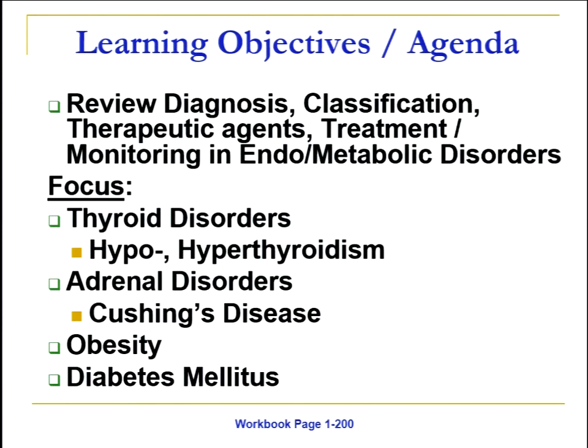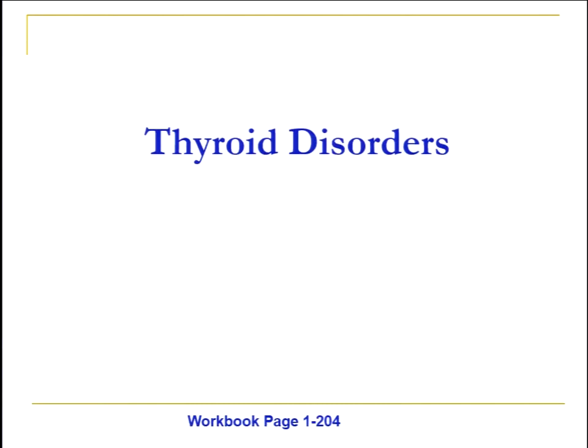Things we won't cover that are actually covered in your workbook include pituitary disorder, hypoadrenal disorders, PCOS, and diabetes insipidus. But again, there's a lot of useful information in your workbook on those different topics. So with that, let's start with thyroid disorders.